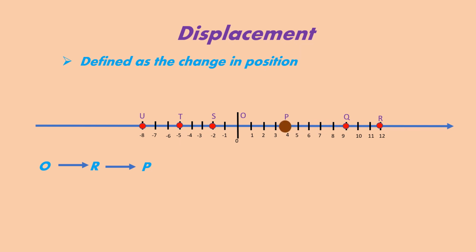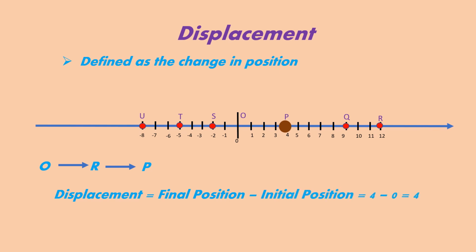simply equal to the final position minus the initial position. The final position is the position P indicated by the coordinate 4, whereas the initial position is the position O, origin, which is indicated by the number 0. So therefore the displacement can be obtained by subtracting the initial position from the final position, that is 4 minus 0, which is equal to 4 meters. So you can clearly see that both distance and displacement are different quantities.